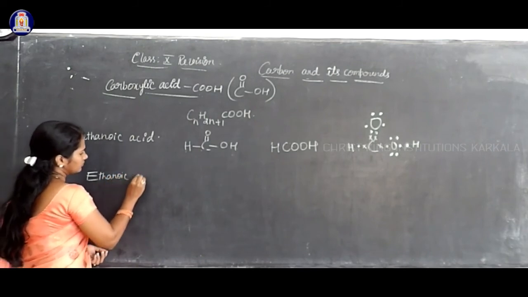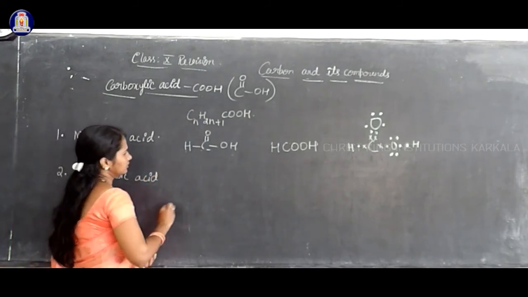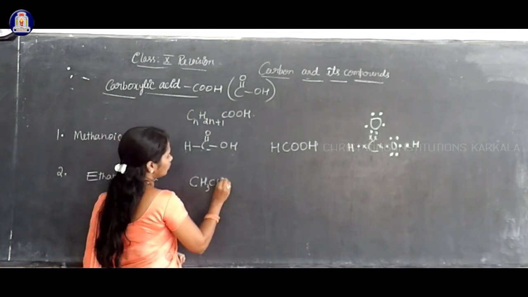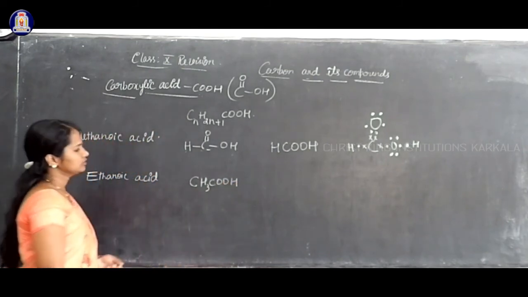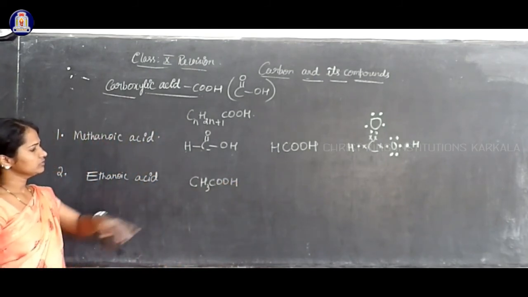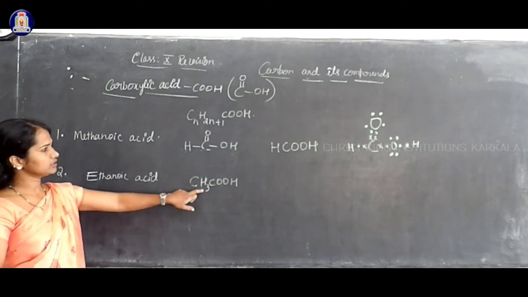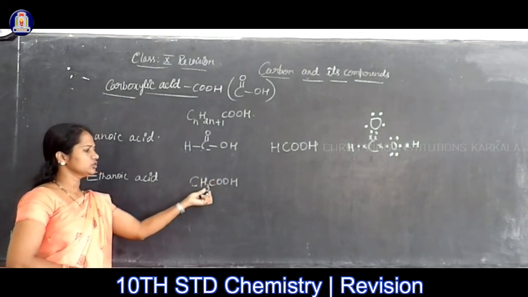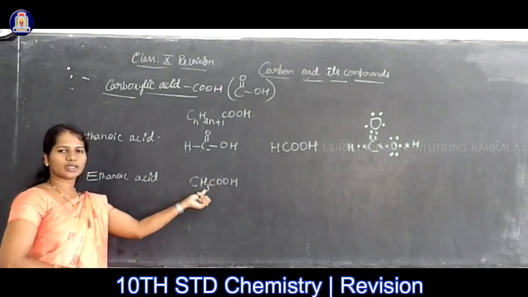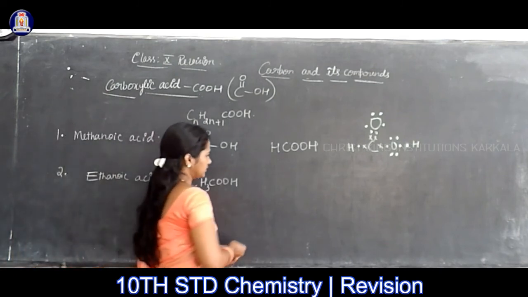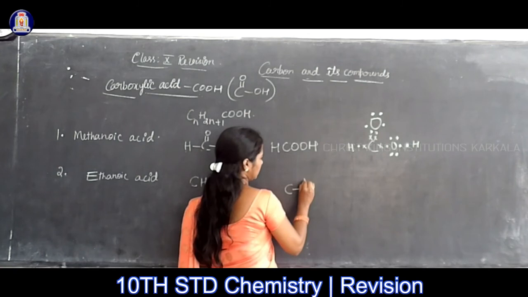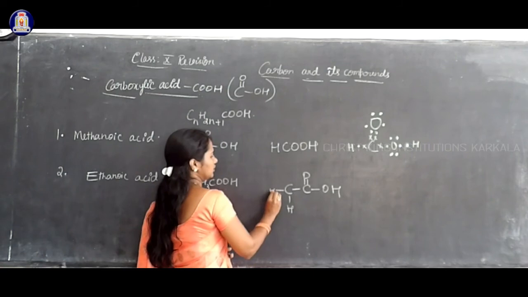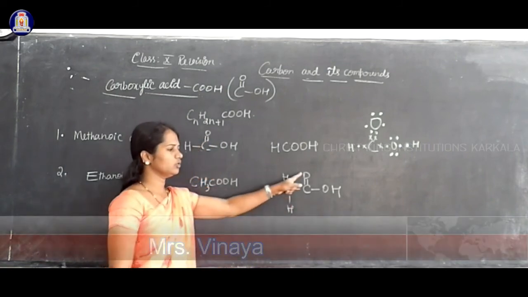Ethanoic acid. Ethanoic acid formula CH3COOH. CH3COOH, CnH2n+1COOH. So here you have to make it double and you have to add 1. Now how to write the structure? C double bond O, OH, 3 hydrogen CH3, 3 hydrogen, COOH.